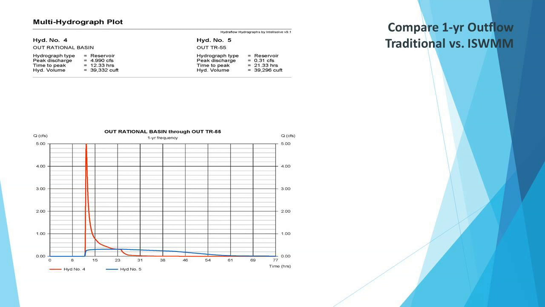Now, on a small site like this, it may not seem like much, but if we start to compound, 10-acre sites become 100 acres of development, become 500 acres of development, you can see what could happen in our urban stream corridors.